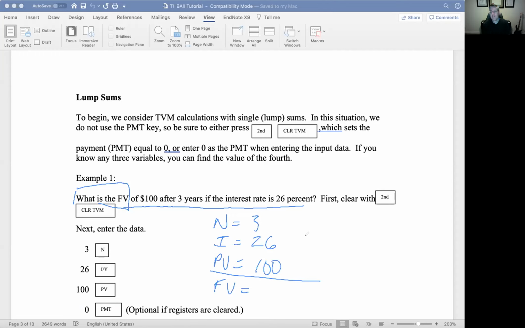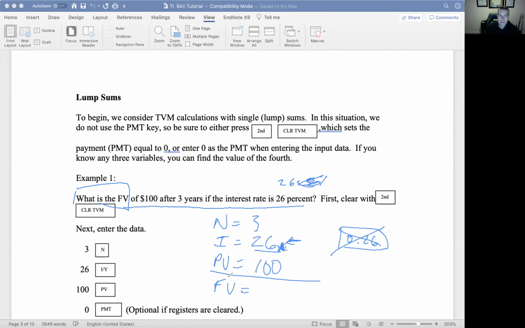Now, one of the things to be aware of when using the calculator: you'll see that we've put this in as a whole number. How would we write this as a decimal? We would write it as 0.26, right? That is 26%. However, with a calculator, we don't use the decimal. We'll write it in whole percentages. What if this was 26.5%? Then that's fine. It would be 26.5. But you want to make it round numbers that we're putting in.